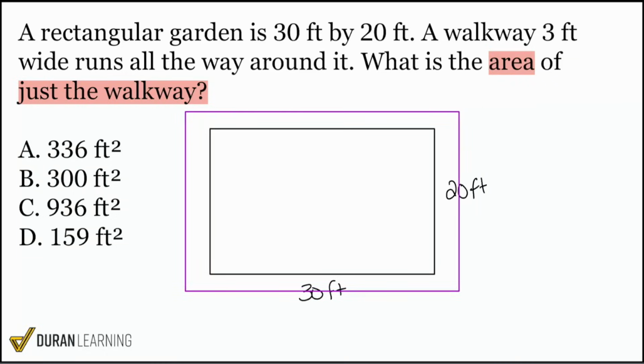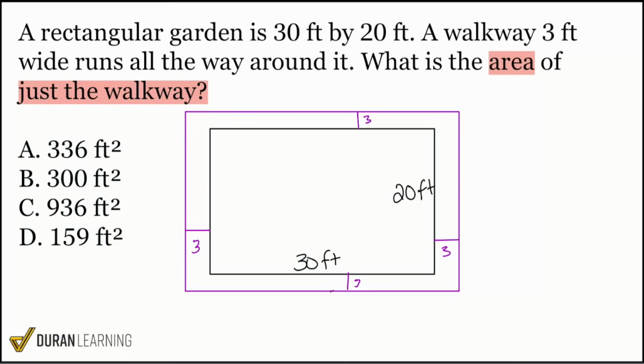Because I'm going to take the 20 feet. Let's move it back to where it belongs, right there. And let's move you over here, back where you belong. All right, perfect. So with that, we have 3 feet on the top, on the bottom, on the right, and on the left. That's what a 3-foot border or a walkway around the garden looks like.